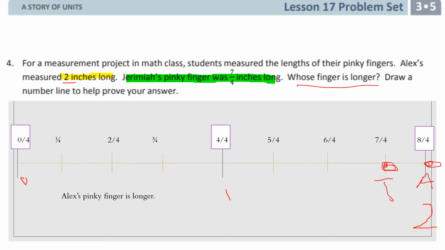So as you can see, I then put a dot at each person and I wrote a letter. This is kind of hard to see. It's actually a J, not a T. And I have Alex and Jeremiah. So I said Alex's pinky finger is longer.